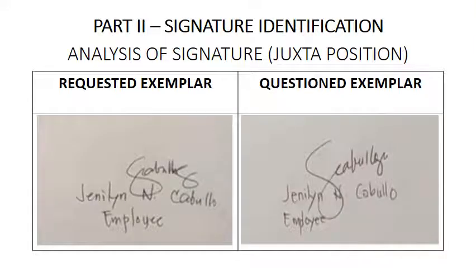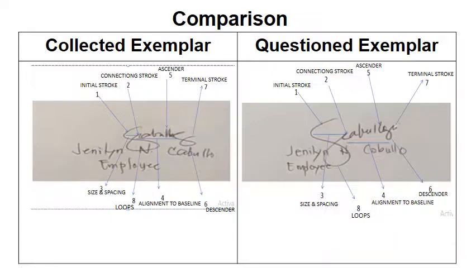We are now in part 2, which is the signature identification. The same method is used in part 2. We analyze again using juxtaposition, and afterwards, we can compare the two specimens. On the left portion of your screen is the collected exemplar requested from the real Miss Cabullo, and on the right portion is the alleged questioned exemplar.